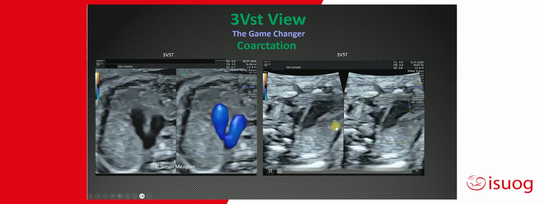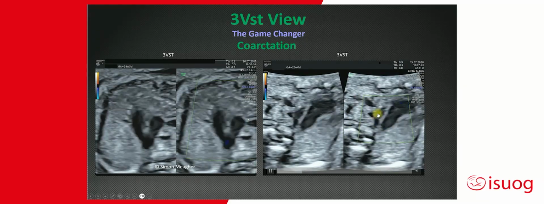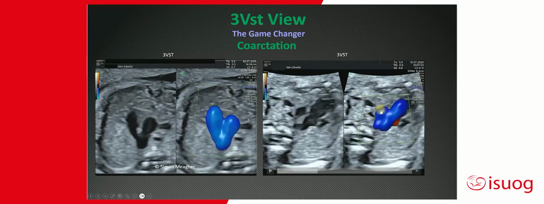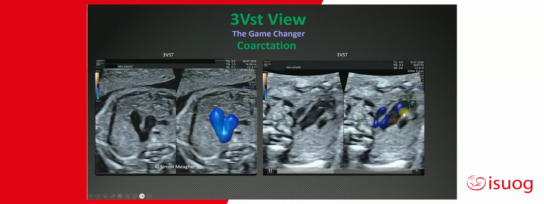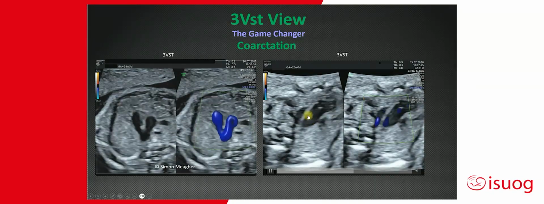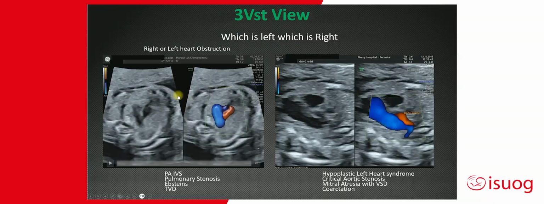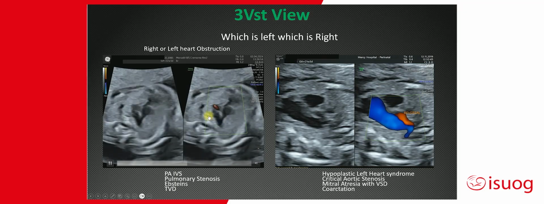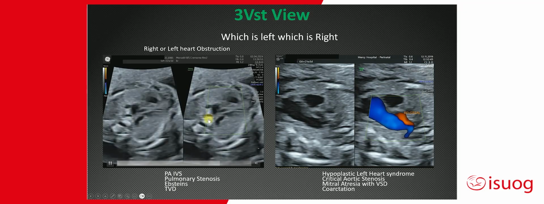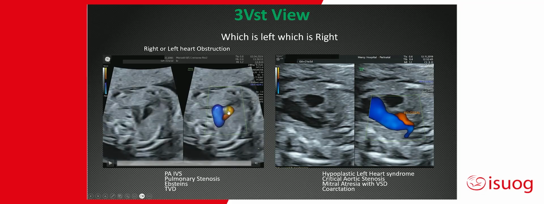When we look at this 3-vessel tracheal view, this is the trachea, and the vessel that's closest is the transverse aortic arch, and the caliber is smaller when compared to the pulmonary artery, a typical feature that we see with coarctation of the aorta. In this case here, we ask, is this a left or right heart obstruction? I've already covered this. I can tell you straight away that it is a right heart obstruction because this is the trachea, transverse aorta, and we see reversal of flow. It could be pulmonary atresia with intact ventricular septum, severe pulmonary stenosis, Epstein's anomaly, and so on.